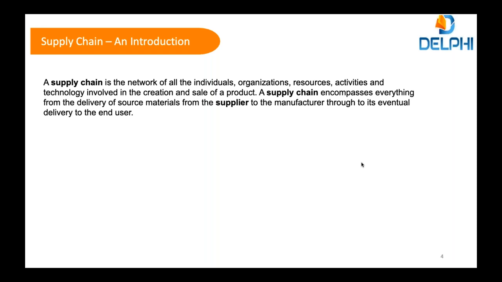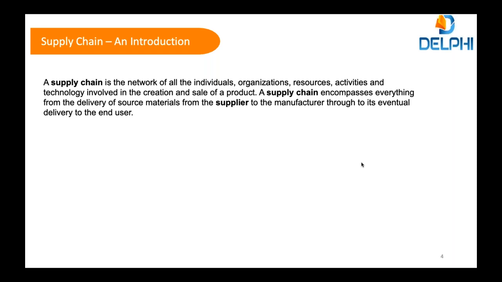Introduction sort of thing. Now, if you look at the internet or if you look at the supply chain books, this is one of the definitions given in the books about the supply chain: that it is a network of individuals, organizations, resources, and technology involved in the creation and the sale of a product. Now, the moment you hear this or read it, you just get some confusion in your mind.